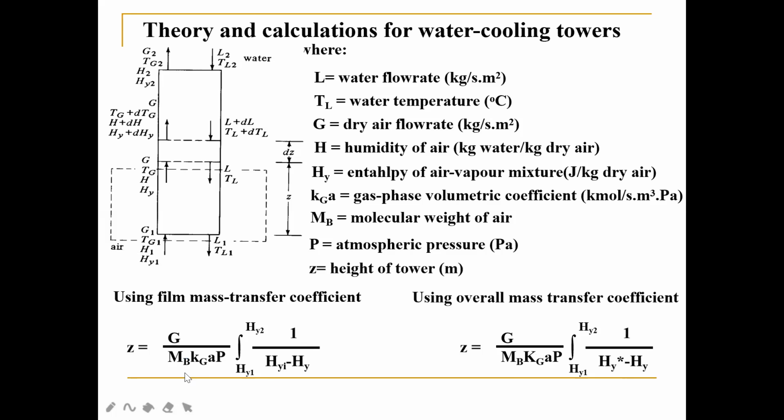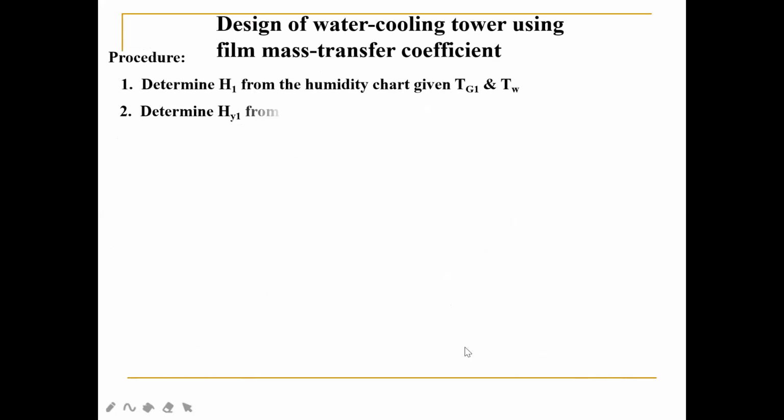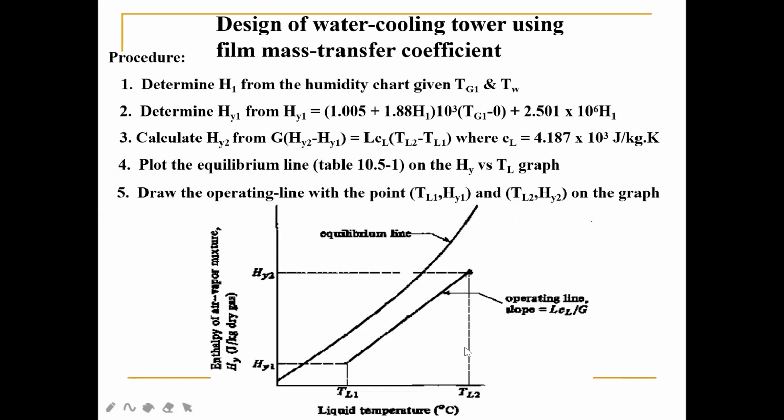So G, MB, KG, A, and P are all constant. What changes are only the values in the integral. So the hard part is to determine this number and also that number, because this requires calculation of the area under the curve. But you don't have to worry about this. These are all constant. So let's look at the procedure for you to calculate or design a cooling tower.